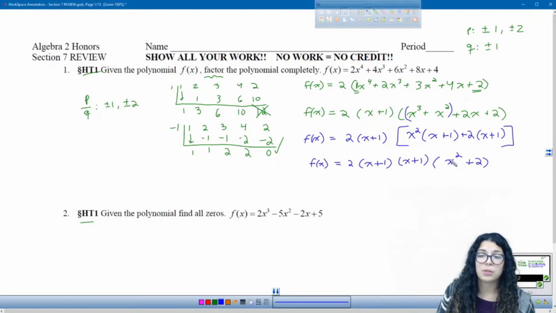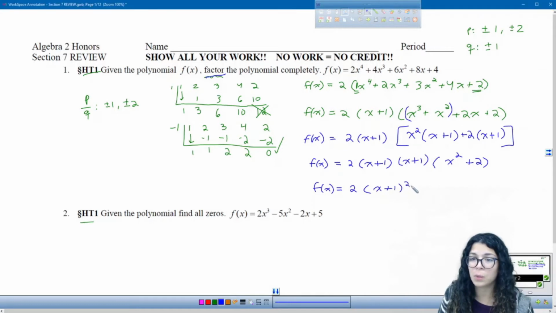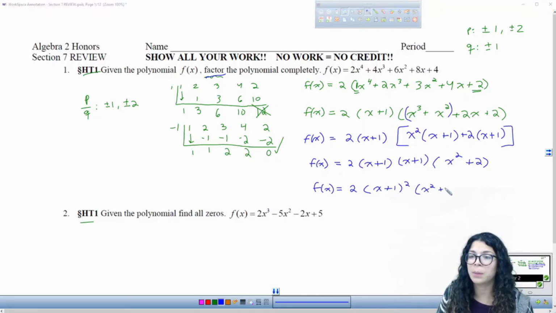So x squared plus 2 cannot be factored any further. So the question was factor the polynomial, which we've already done. I'm just going to go ahead and rewrite it because we have 2 copies of x plus 1. So I could write it as x plus 1 squared, 2 copies of that. And then 1 copy of the x squared plus 2.